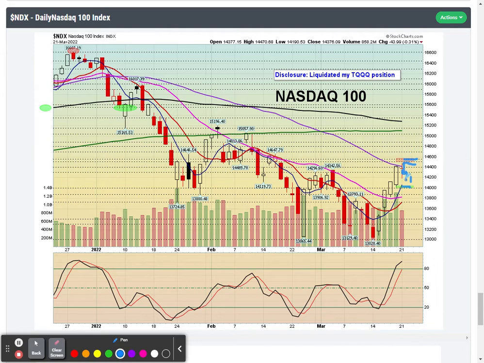Shorting is also very difficult. If it dips below today's low, I see very strong support, say around 14,000. As I mentioned, 14,000 has been very strong support in the past. You see it here and here, and the 5-day moving average also. So we'll see what the next couple of sessions look like. For now, for me, nothing to do.